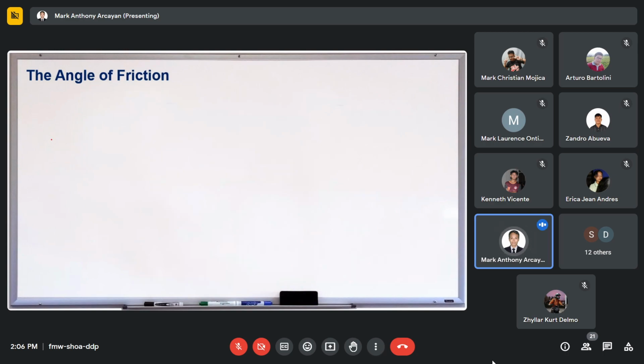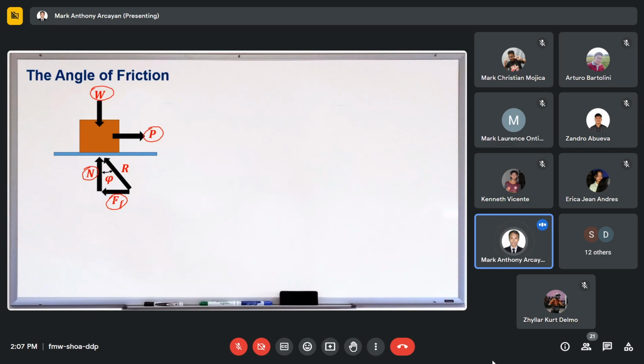Okay, let's proceed to the angle of friction. So what is the angle of friction? Now, suppose we have an object that rests on a plane surface, this blue one. Our object here is represented by this brown box. If we construct an FBD, we have the weight, and let's say we apply a force towards the right represented by P, then the normal force N, and also our frictional force F_F.